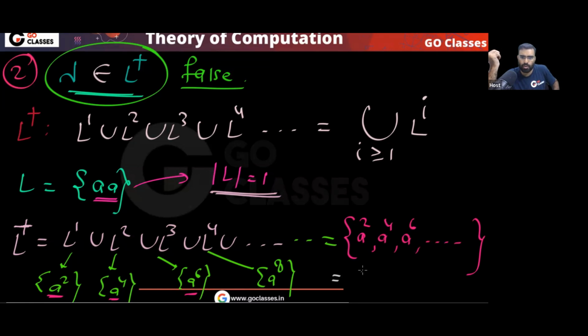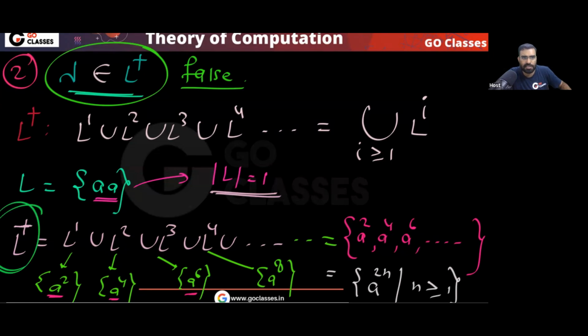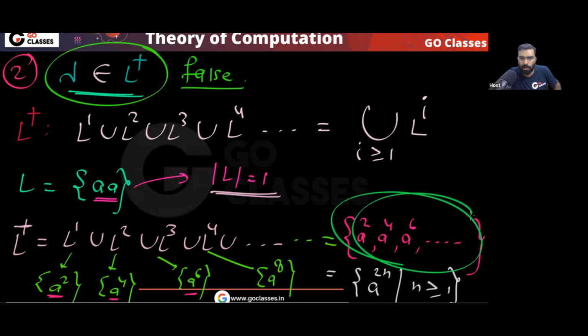So tell me, you did not get lambda, right? You did not get lambda. So you are basically getting A power 2n where n is greater than or equal to 1. This is what you are getting. You did not get lambda. Is it true that lambda belongs to L plus? This is your L plus. Can I say lambda belongs to L plus? No. So finally, what is the conclusion then?